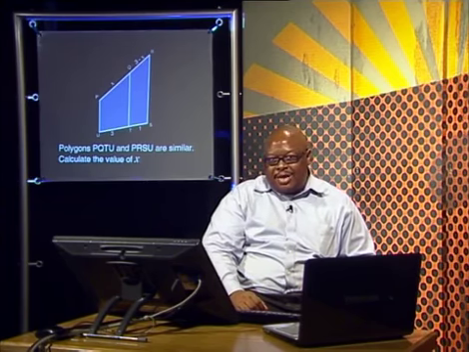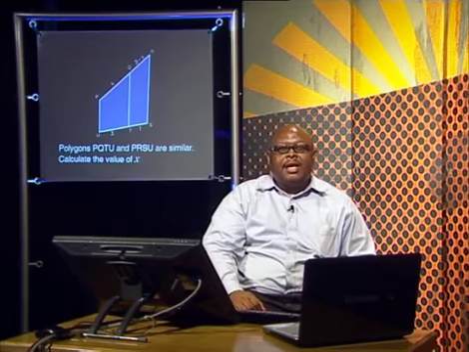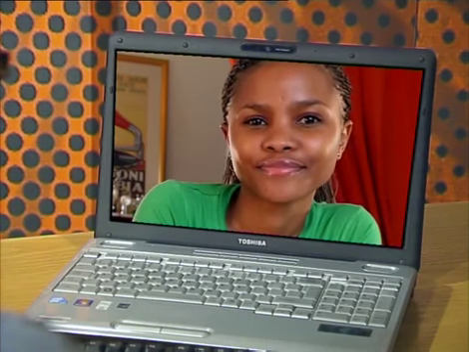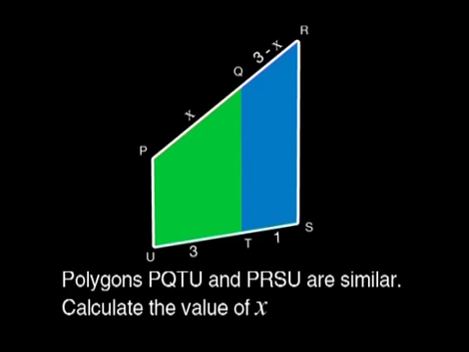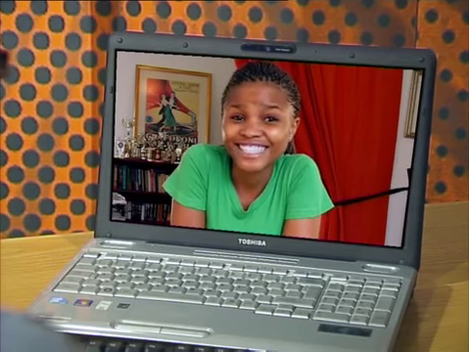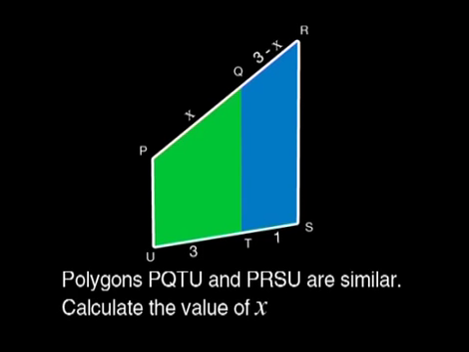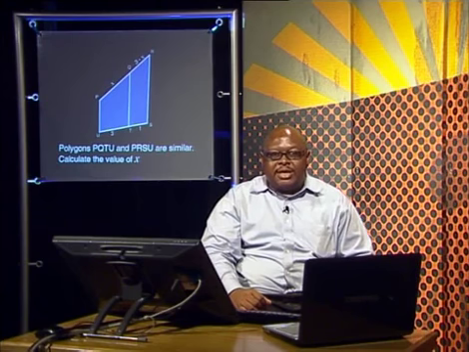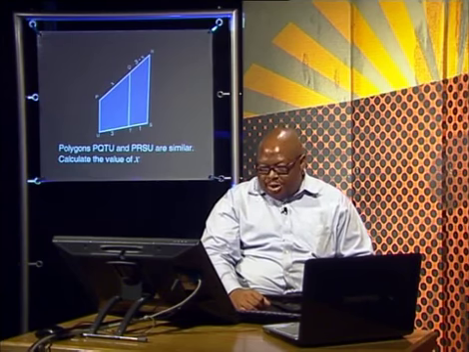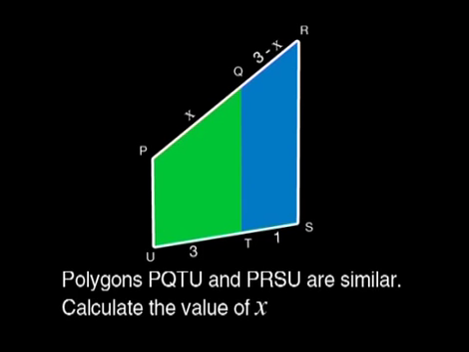Here is a question we can solve. See what you make of this, Kanya. Polygons PQTU and PRSU are similar. Calculate the value of x. I'm not quite sure I know where to start. Well, we are already given that polygons are similar. So that means that the corresponding sides are in proportion. Can you identify which sides correspond?